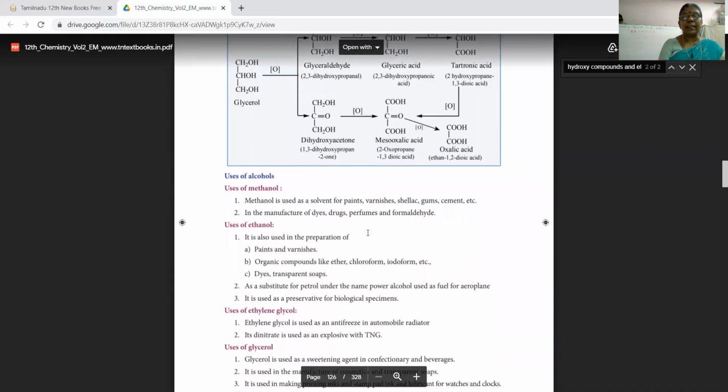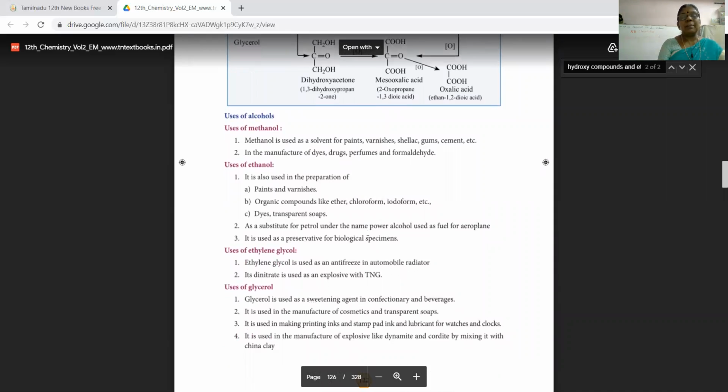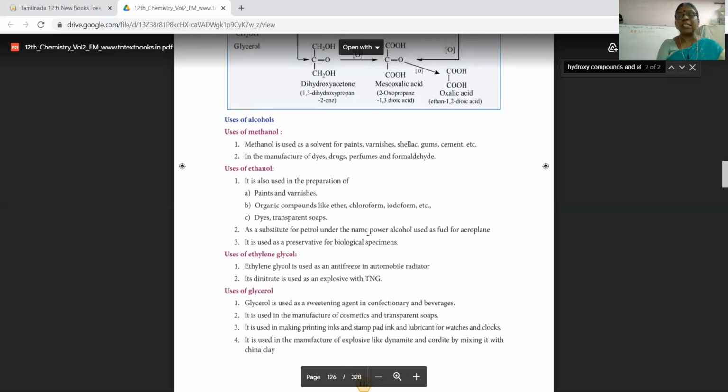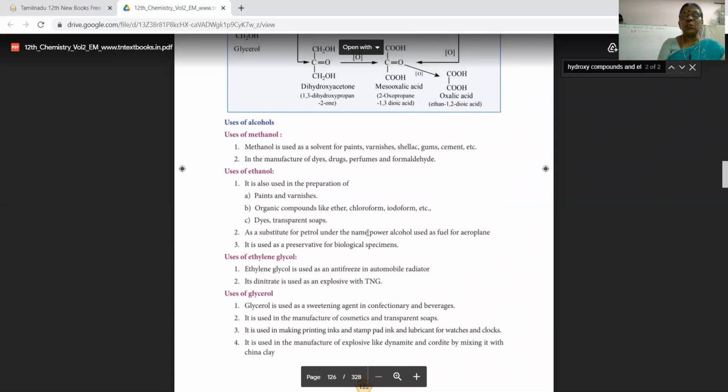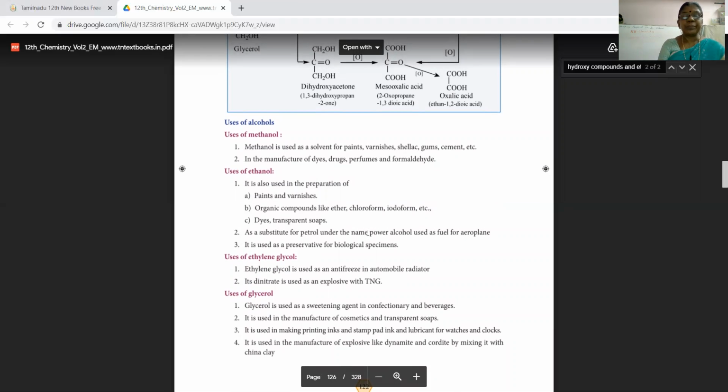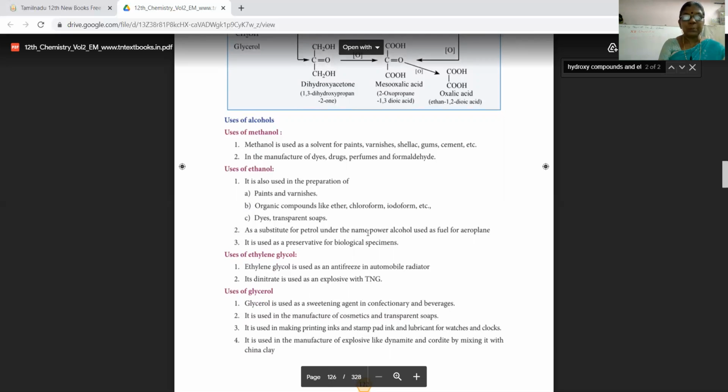Next are the uses of alcohols. Uses of methanol: methanol is used as a solvent for paints, varnishes, shellac, gums, cement, etc., and in the manufacture of dyes, drugs, perfumes, and formaldehyde. Then uses of ethanol, the second member: it is used in the preparation of paints and varnishes, and organic compounds like ether, chloroform, iodoform, etc. It is also used in the preparation of dyes and transparent soaps. As a substitute for petrol, it is used as a power alcohol. It is used as a fuel for aeroplanes, and also as a preservative for biological specimens.